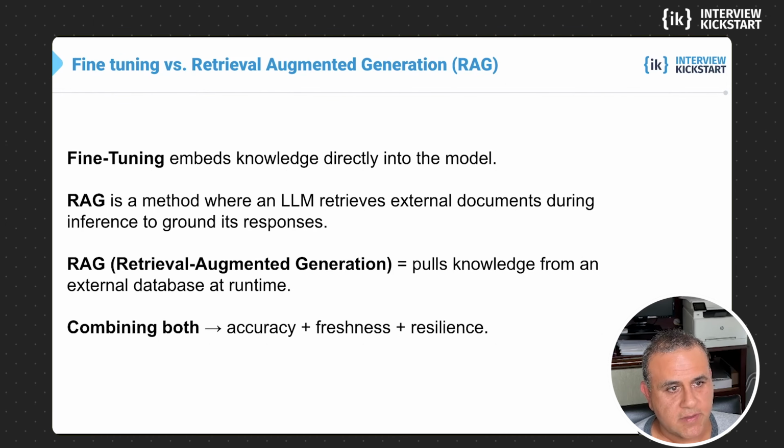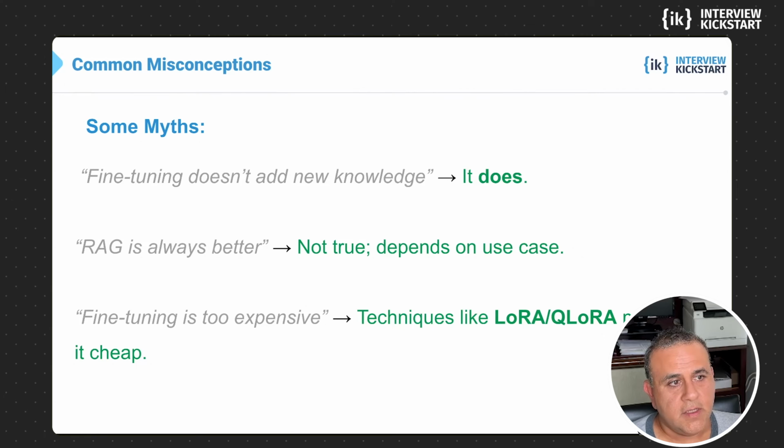And in reality, it's not an either-or decision. When it comes to fine-tuning versus RAG, you can go with a hybrid approach where you do both. Combining both gives you better accuracy. You're going to have fresh and accurate data, and it gives you better resilience as well. So there are some myths when it comes to fine-tuning.